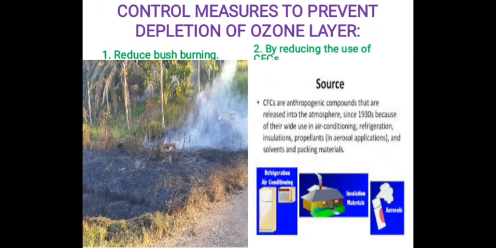Now let's look at control measures to prevent depletion of the ozone layer. The first one is reduce bush burning. The second one is by reducing the source of chlorofluorocarbons. Sources of chlorofluorocarbons include anthropogenic compounds that have been released into the atmosphere since the 1980s because of their wide use in air conditioning, refrigeration and insulation, propellant in aerosol applications, solvents and packing materials.